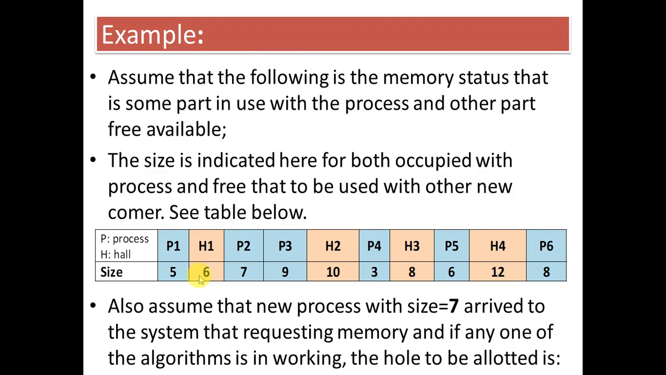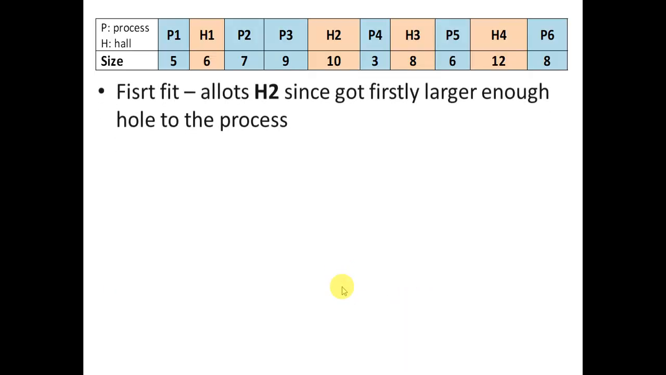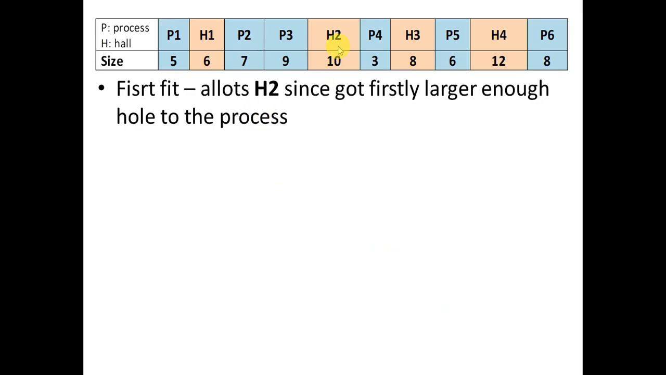In searching for first fit, start from this index, then find hole H2, size 10. Yes, 10 is enough for 7, because there is extra, but 6 cannot be used because it is less than 7. So first find the hole that is big enough. In case of first fit, it allots hole 2 to this process because it is a large enough hole.